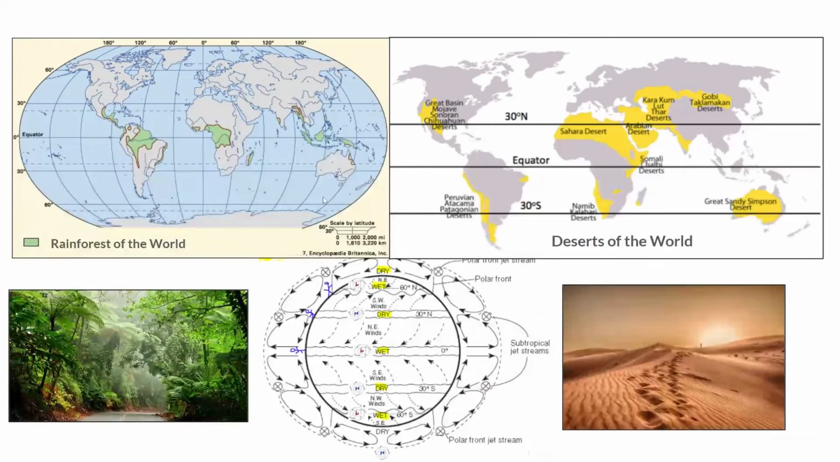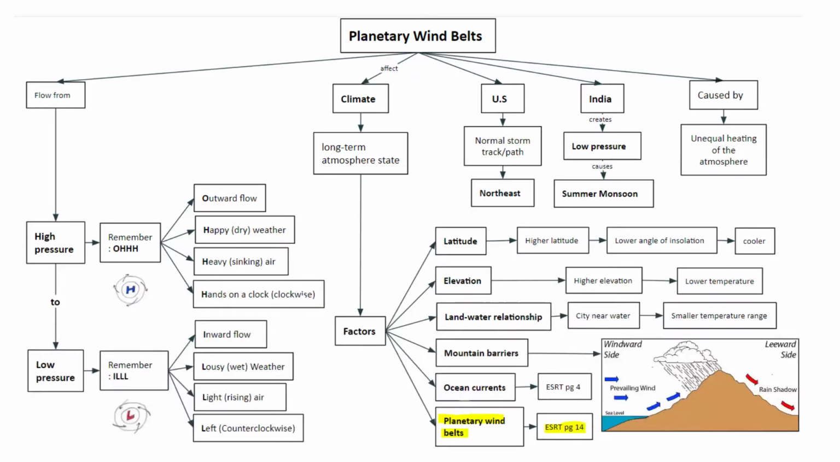And we've also talked about this, right? That all of the rainforests in the world are located in low pressure areas near the equator, and our deserts in the world are located in high pressure areas near 30-degree north and 30-degree south. So that's how planetary wind belts affect climate.